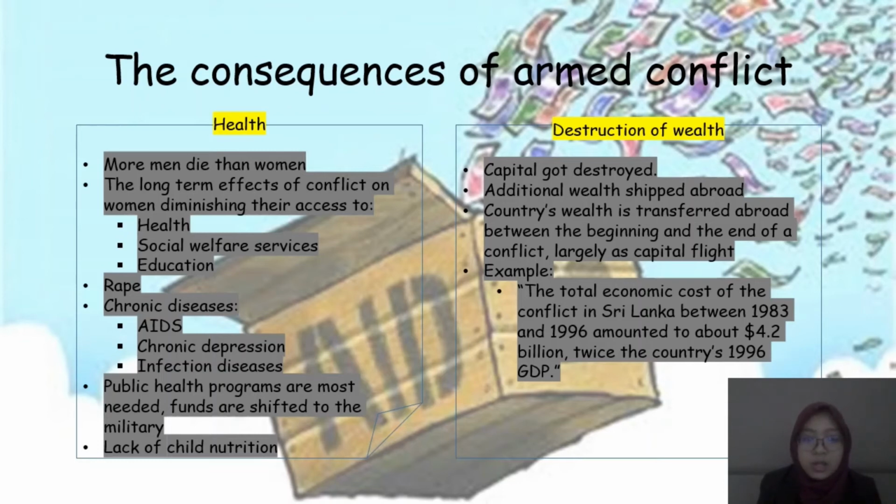And in terms of destruction of wealth, first, our capital and our country are going to get destroyed because of the war. Additional wealth is also shifted abroad, because the investors are going to protect their wealth, so they will ship their wealth abroad, away from the country that has war in it. Wealth was also transferred abroad between the beginning and the ending of the conflict, largely as capital flight. The best example is the total economic cost of the conflict in Sri Lanka between 1983 and 1996, which amounted to 4.2 billion, twice the country's GDP.